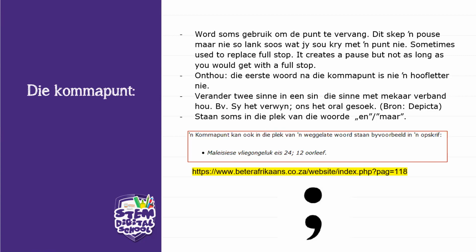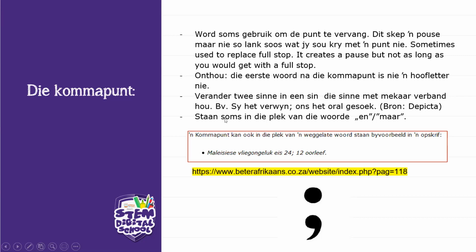Then a comma punt verander twee sinne in een sin. Die sin moet met mekaar verband hou. Guys, we can use it in between sentences. It verander twee sinne in een sin. So it can be used to change two sentences into one sentence, but they must be related to each other. Sy het verdwyn, ons het oral gesoek. So we can use the comma punt there. It will make it one sentence, but it must be related. She disappeared, we looked everywhere for her. So you see the meanings of the sentences are related to each other.